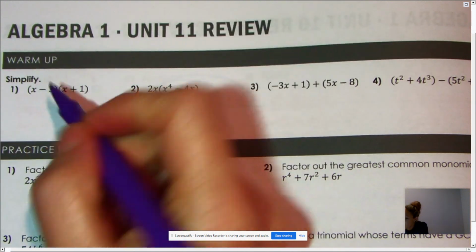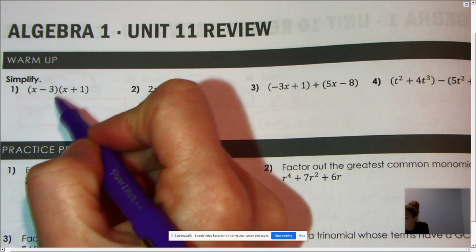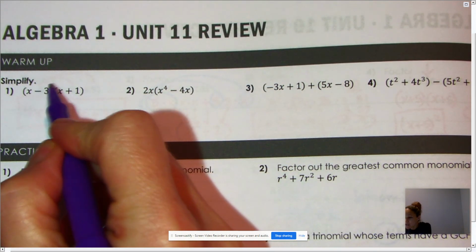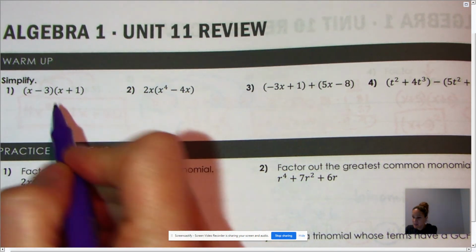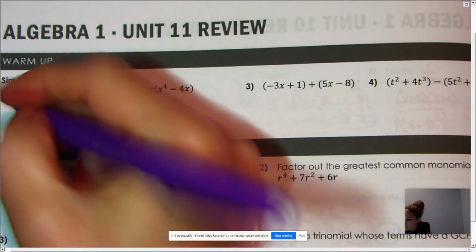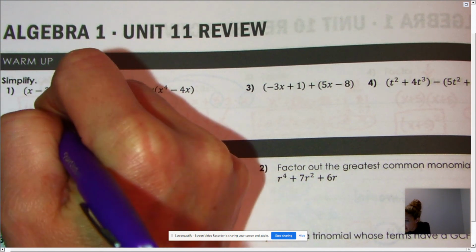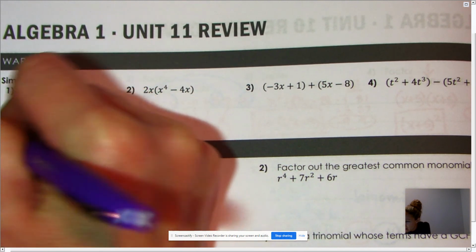The first question here, because there is nothing between the parentheses, I know that that's a multiplication problem. If I were supposed to add or subtract, there would be a plus or a minus, but because the parentheses are touching, that means multiplication. There's lots of different ways to do these problems. I'm going to go ahead and stick with the box method.